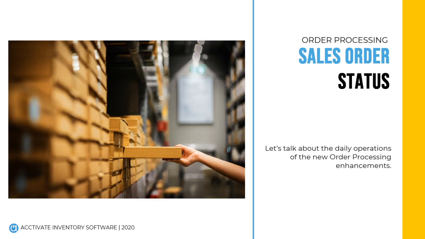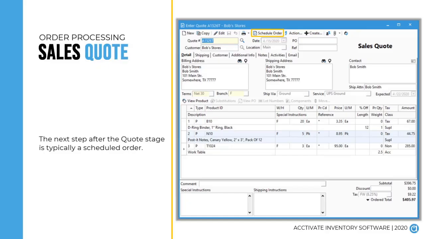So now let's talk about the daily use of the new order processing optimizations in Acctivate. If your sales order process starts with a sales quote, great. You'll be able to enter in your sales quotes and turn them directly into sales orders by just hitting the schedule order button. If you need to book the order instead, or reject or cancel it, then the action menu will show you the other options related to the sales quote itself.